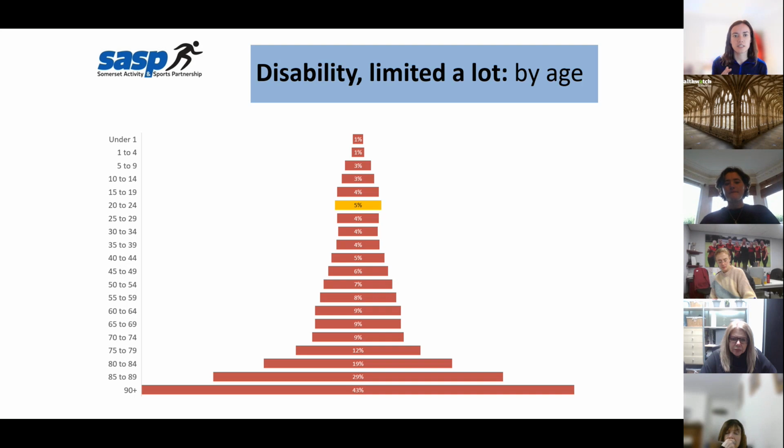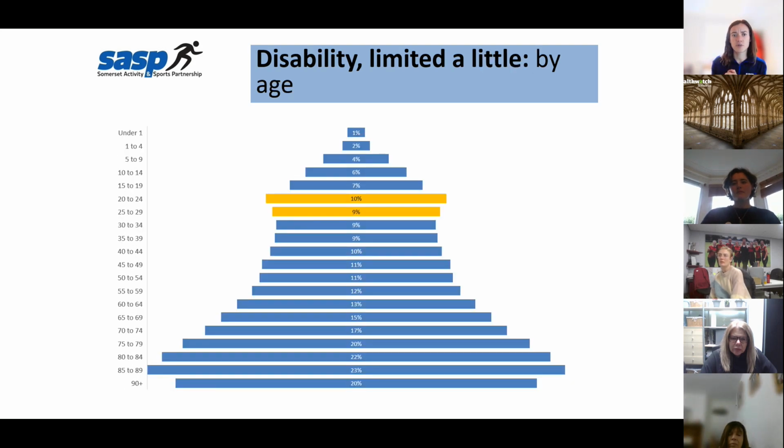What's interesting to note here is that it's quite a small change, particularly for those with a disability that limits their day-to-day lives a lot. But this is really driven by females, particularly in Mendip and South Somerset, who have reported higher rates of disability that limits their life a lot. What we see is that this is even more extreme for those who've reported that they have a disability that limits their life a little. We often see that the percentages are higher for younger age groups in general when comparing to disability that limits you a lot.